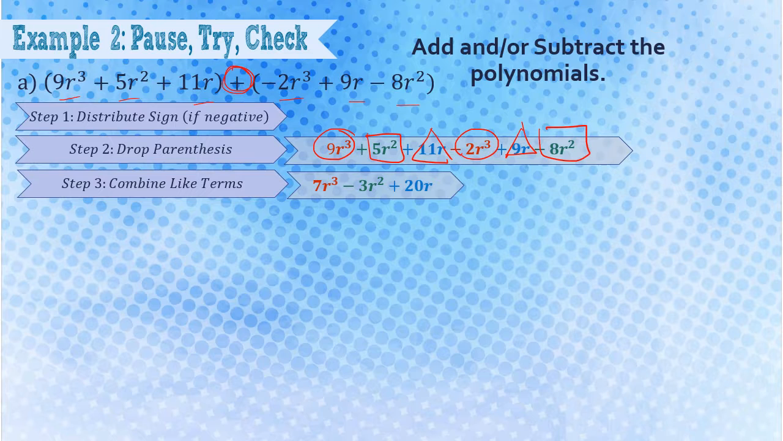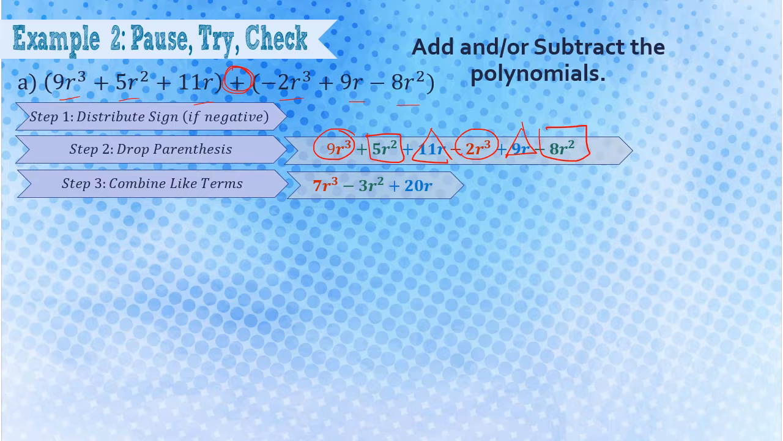Then we go ahead and we combine our like terms. So my circles are 9r to the 3rd minus 2r to the 3rd. That leaves me with a 7r to the 3rds. Then I have my r squareds, 5r squared minus 8r squared is going to give me negative 3r squared. And then 11r plus 9r, that gives me a total of 20r's.